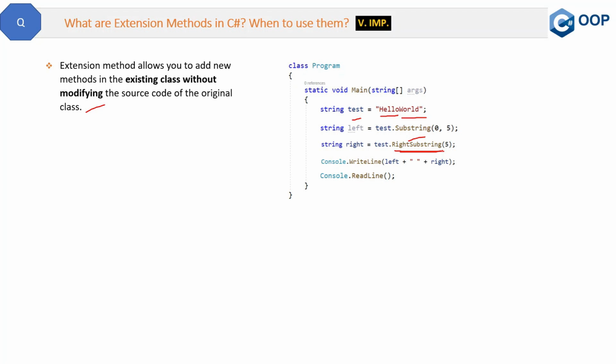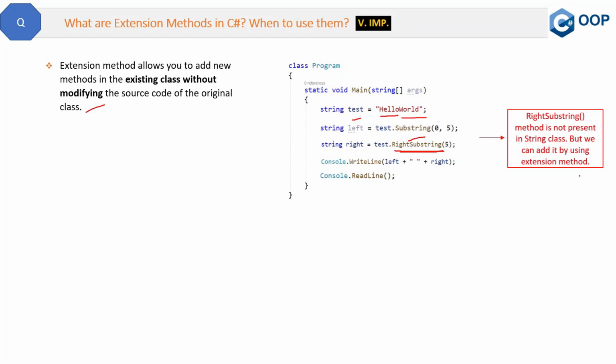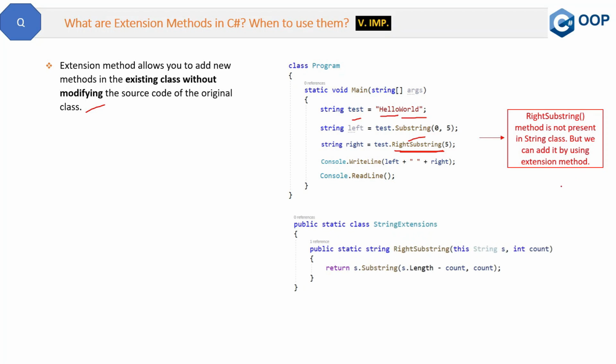The answer is with the help of the extension method. The write substring method is not present in the string class, but we can add it by using the extension method. So let me show you what the structure of the extension method will be. We will create a static class, string extension, and define a write substring method inside it.